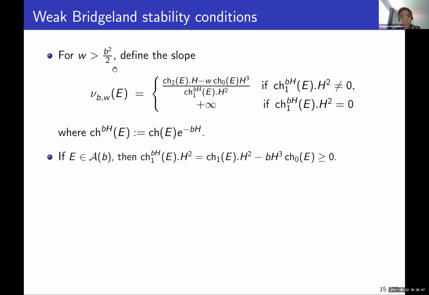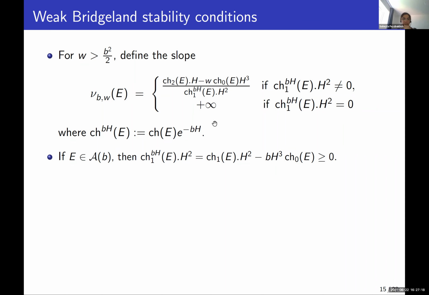For any W bigger than B squared over two, we can define a slope which depends on these two variables B and W as Chern two of E minus W Chern zero of E over Chern one B_H of E dot H squared. So here Chern B_H of E, in my notation, is just the product of Chern of E with e to the power of minus B H. And so if Chern 1 B_H of E is equal to 0, we define the slope to be plus infinity.